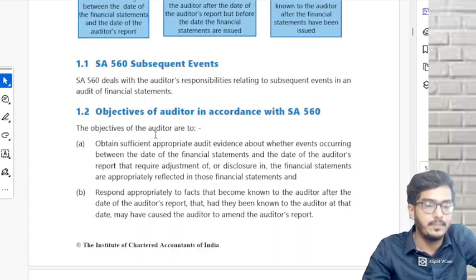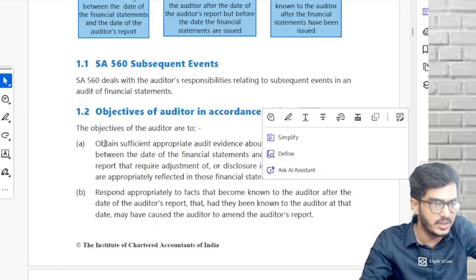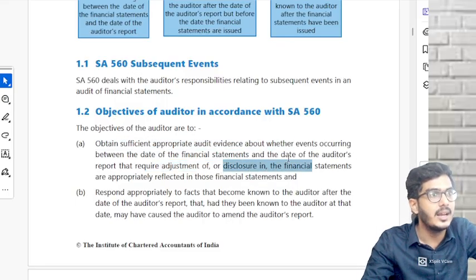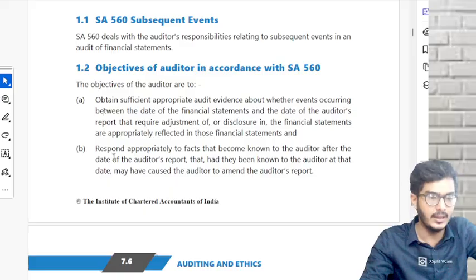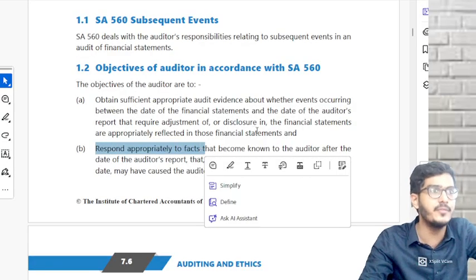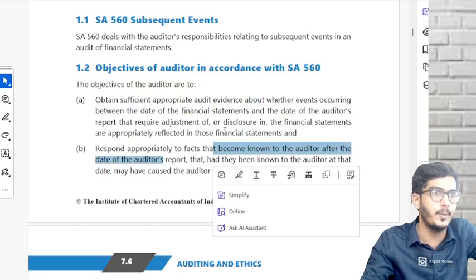Okay. What is the objective of the auditor in accordance with SA 560? Common sense. Whatever subsequent events have happened, please obtain sufficient appropriate audit evidence regarding those subsequent events to check whether any adjustment is required or at least any disclosure is required. And after obtaining evidence, please respond appropriately to the facts. Which facts? Which have become known to the auditor after the date of the auditor's report.